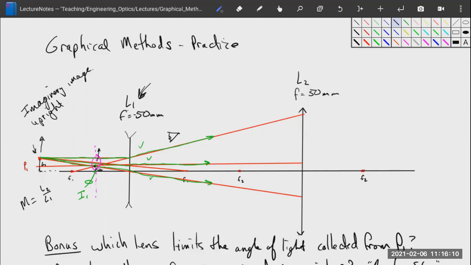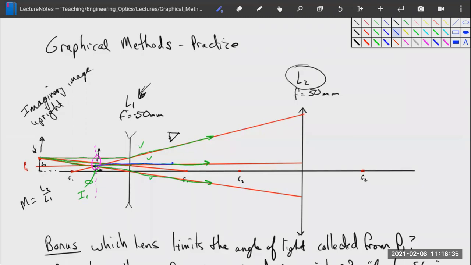Great. So we have our image, and now we're going to turn that into a point source for our next lens. Our next lens is L2, and it's positive. We're going to use blue now. Again, all these lines are going to start overlapping, and it's going to get a little confusing, but I think we'll be okay.